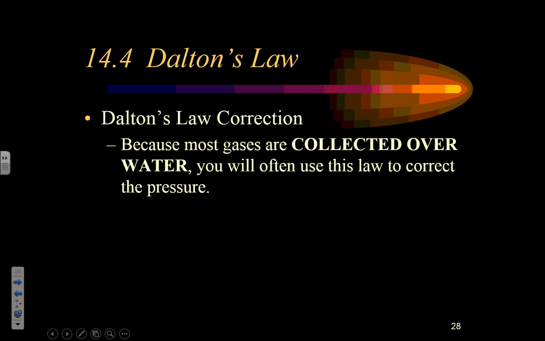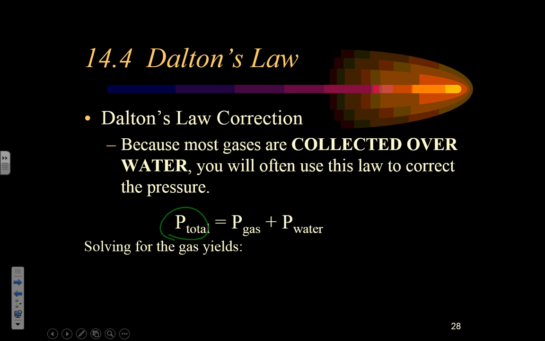Well, there's a problem. If I measure the pressure of that gas collected over water, it's not the pressure of the pure gas because water evaporates. And whenever I collect a gas over water, water vapor is going to be mixed in with it. So when I measure the pressure, it's not the pressure of the gas. What I'm actually measuring is the total pressure. And in order to calculate the pressure of the gas, I have to subtract out the pressure of the water vapor. So I have to do what's called a Dalton's law correction. So solving for the pressure of the gas, I get total pressure minus the pressure of water.